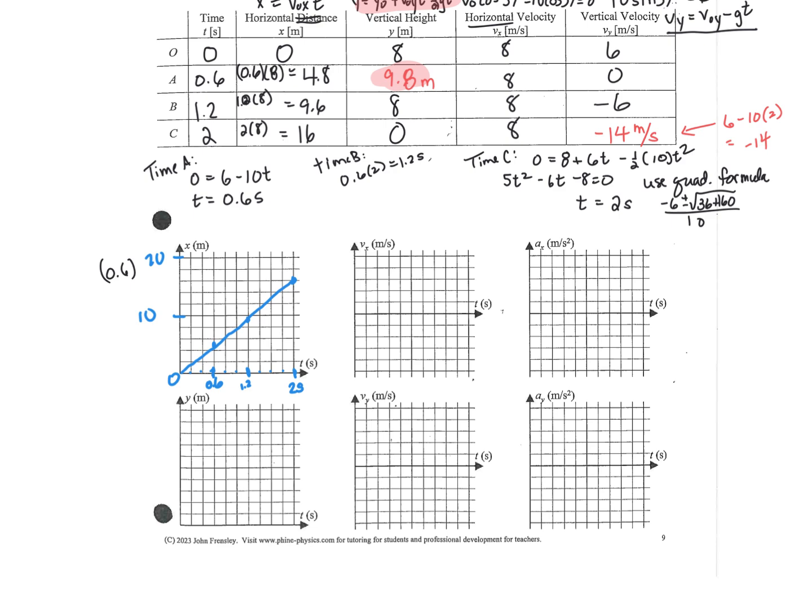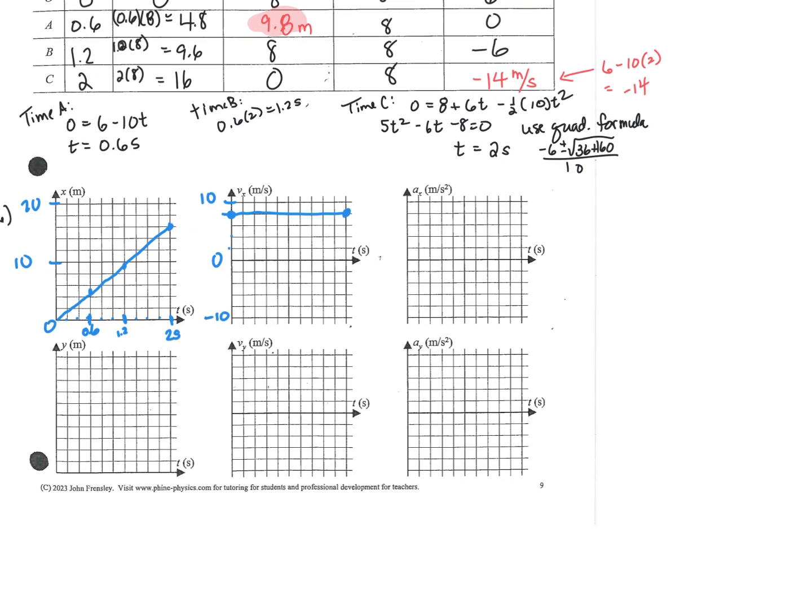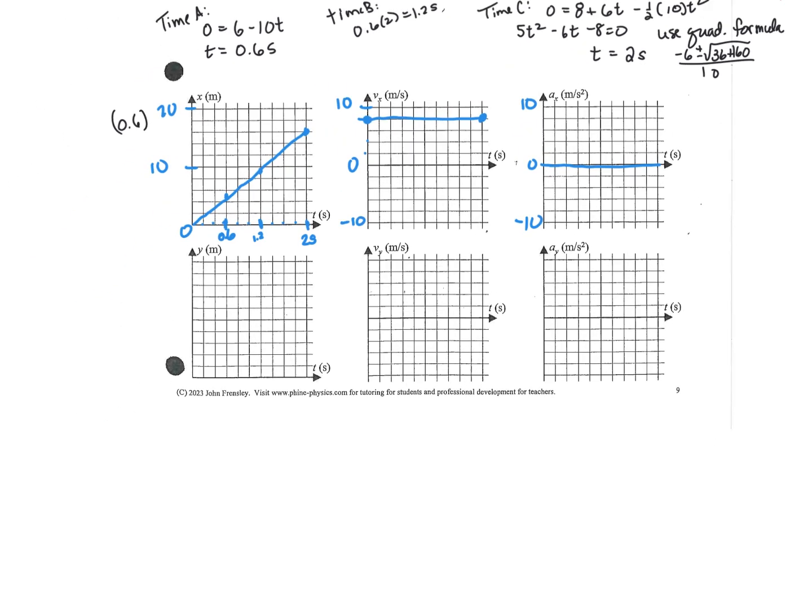Velocity then is going to be a straight line. That velocity, horizontal velocity is 8 the entire way. So I'm going to put 0 here, 2, 4, 6, 8, 10. I'm going to do 10 here. So my line would start here and go to here. All right. And this would be negative 10 down here. We're going to start at 0 here, 10 here, negative 10 here, and this is going to be 0 the whole way through. Okay, that's horizontal.